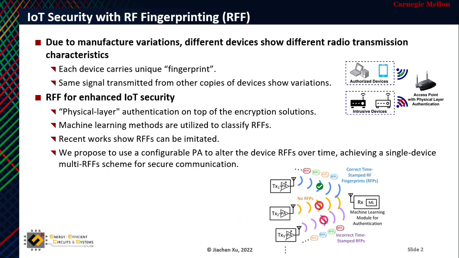Due to the manufacturing variations, the different devices will show different radio transmission characteristics. So we can say that each device carries their unique fingerprint. And the same signal transmitted from other copies of the devices will show their variations. Therefore, we can utilize this feature to have a physical layer authentication scheme on top of the traditional encryption solutions using the RF fingerprint. And also the machine learning methods have been popularly utilized to classify the RF fingerprints.